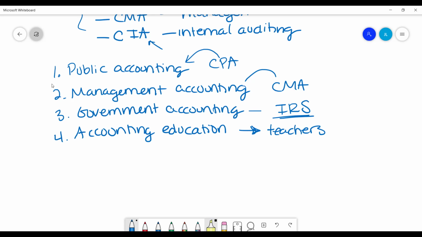But at the same time, you don't have to become a CPA, a CMA, or internal auditor, or any of those things to be involved with accounting. You don't necessarily need a license to work in the accounting field.